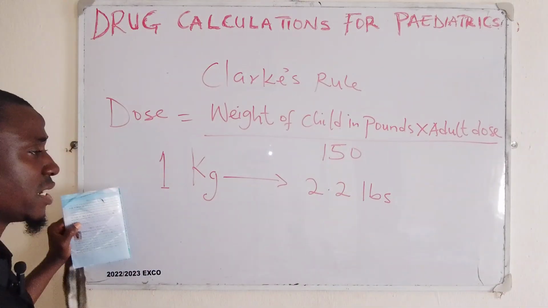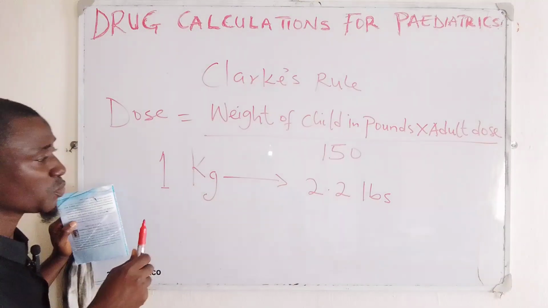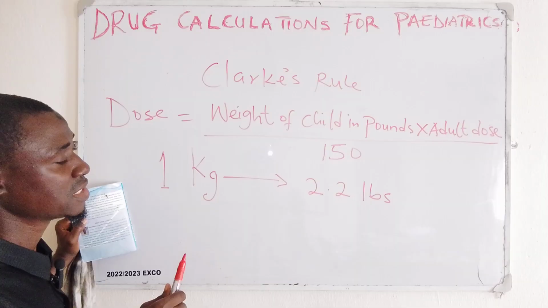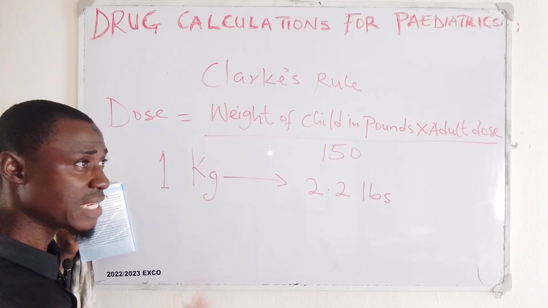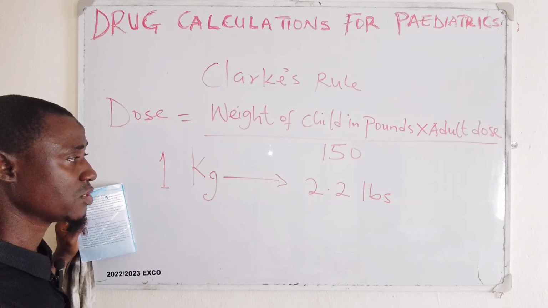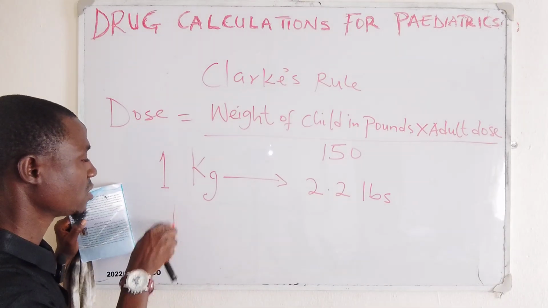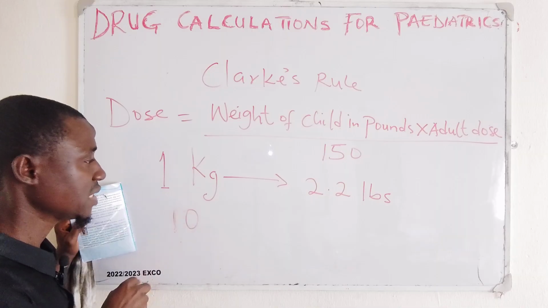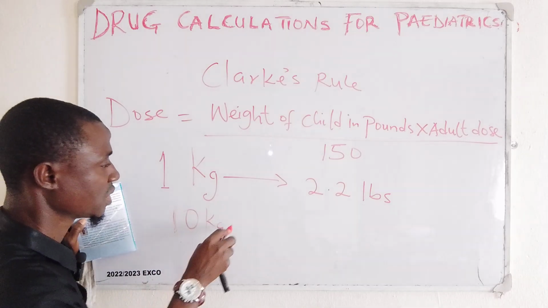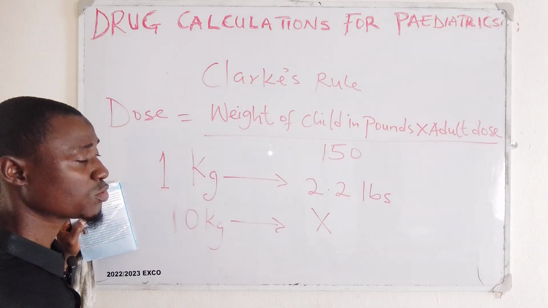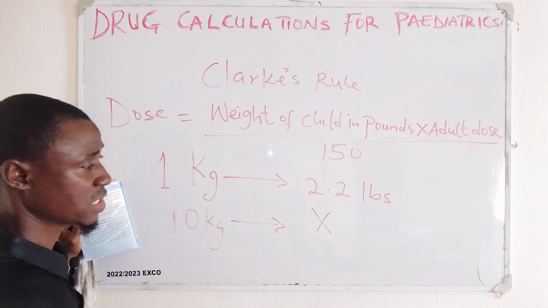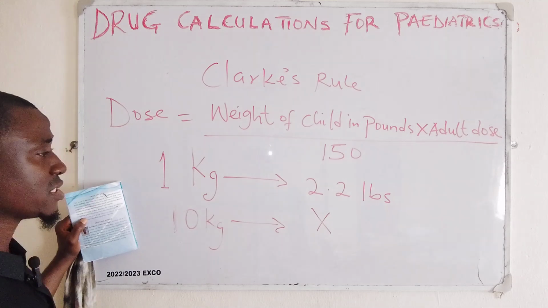So let's quickly take an example. If we are dealing with a child that is, let's say, 10 kg. If we weigh a child and the child's weight is 10 kg, what do I do? So this 10 kg will be equivalent to what pounds? Let's denote that with x. For us to get the value of x, what do we do?